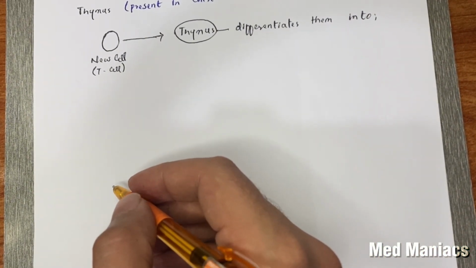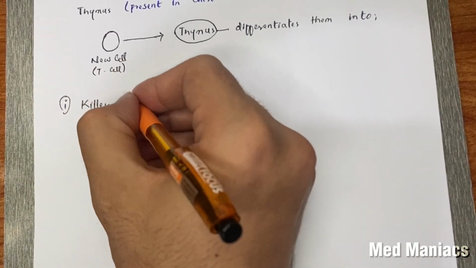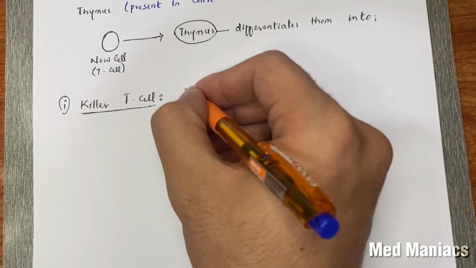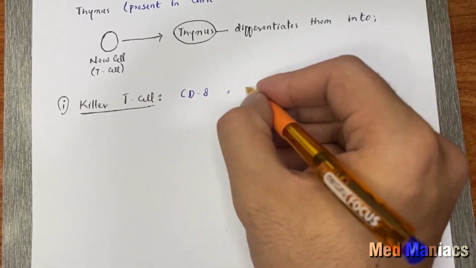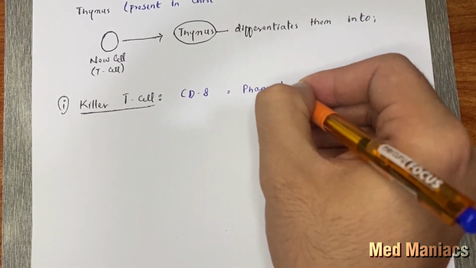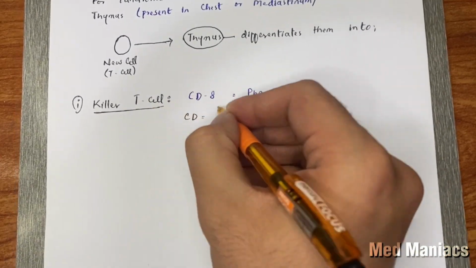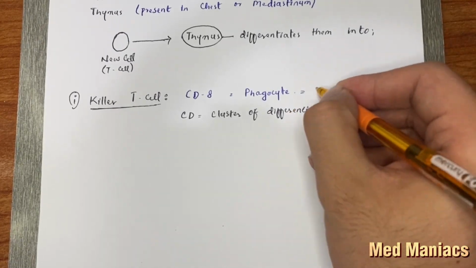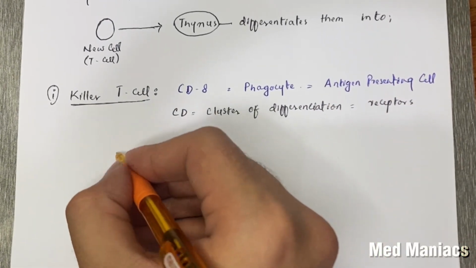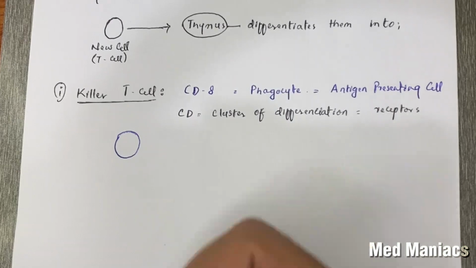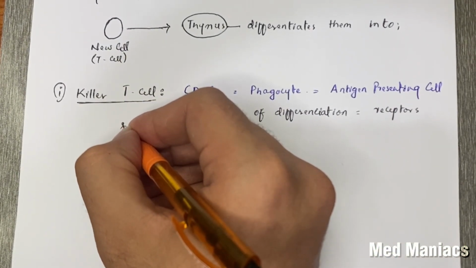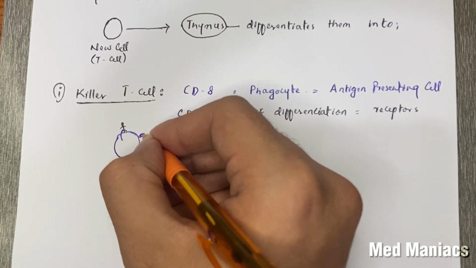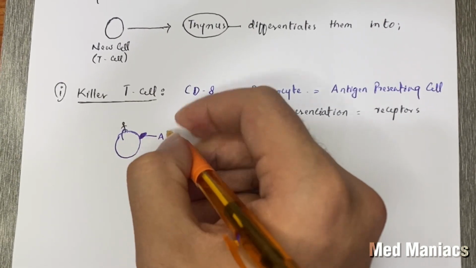So the first one is the killer T cell. It has CD8 cell surface receptors. Normally it is a phagocyte and also an antigen presenting cell. So for example, any foreign body like bacteria or virus infiltrates our body. The killer T cell catches this foreign body, engulfs it, and releases lysosomal enzymes and digests it.